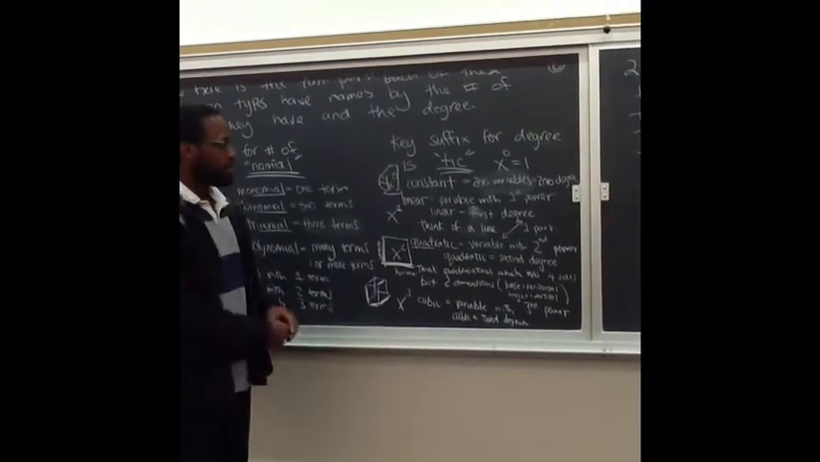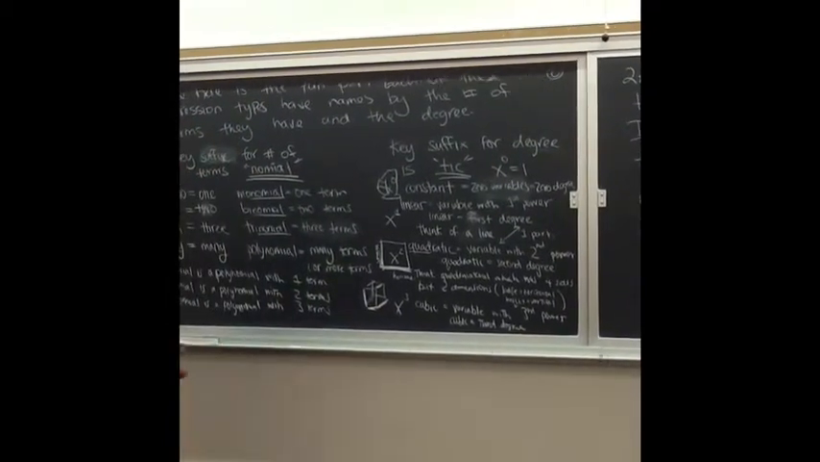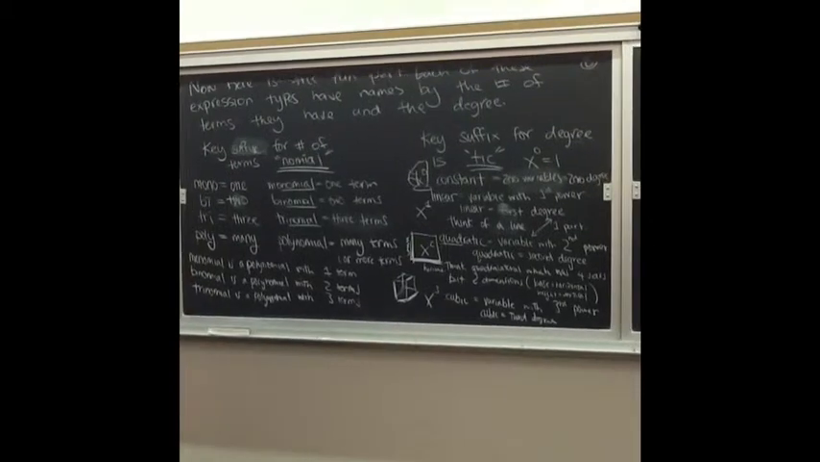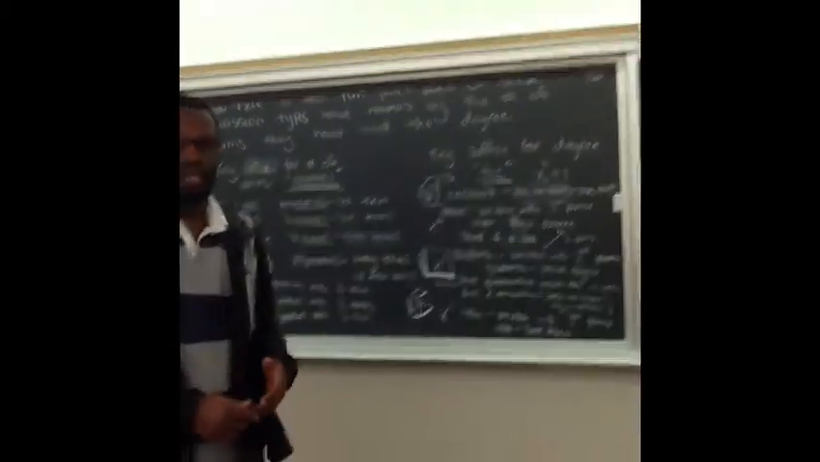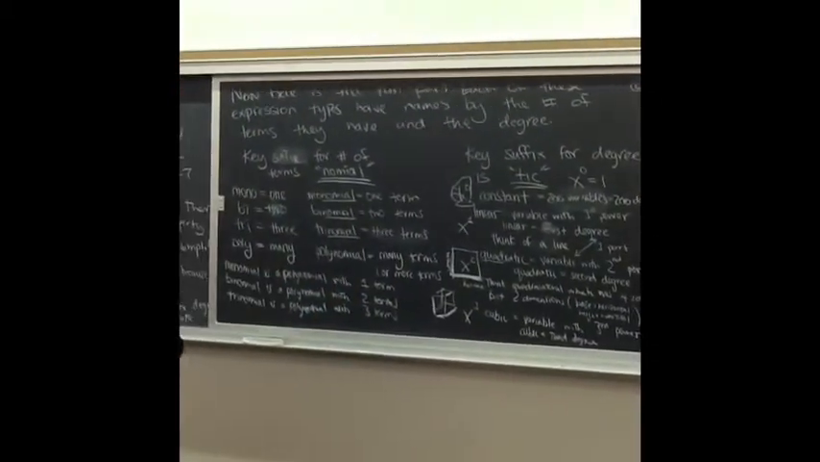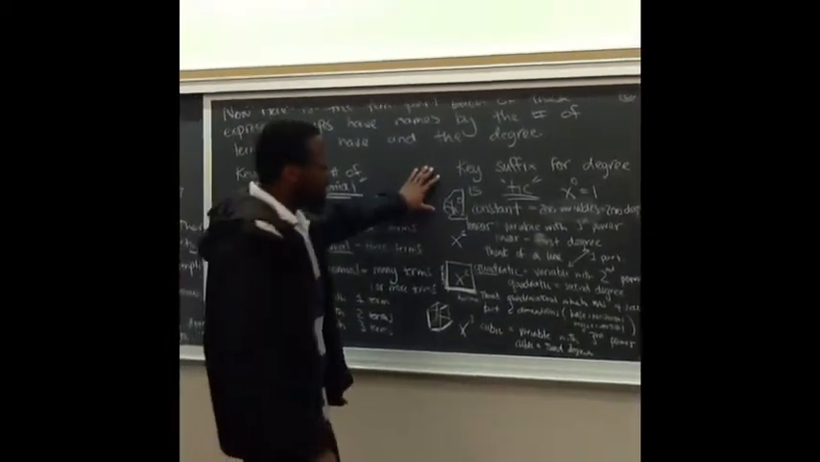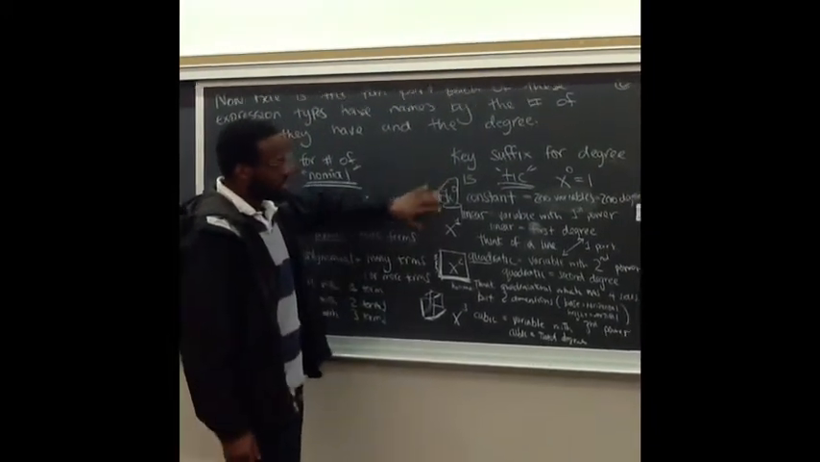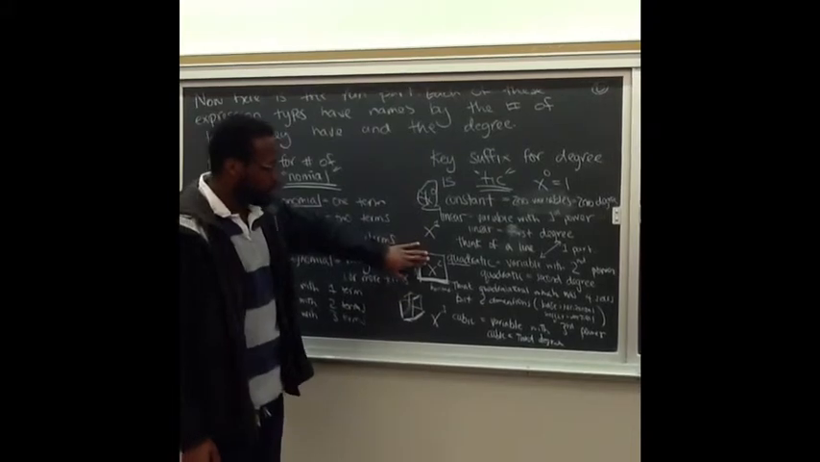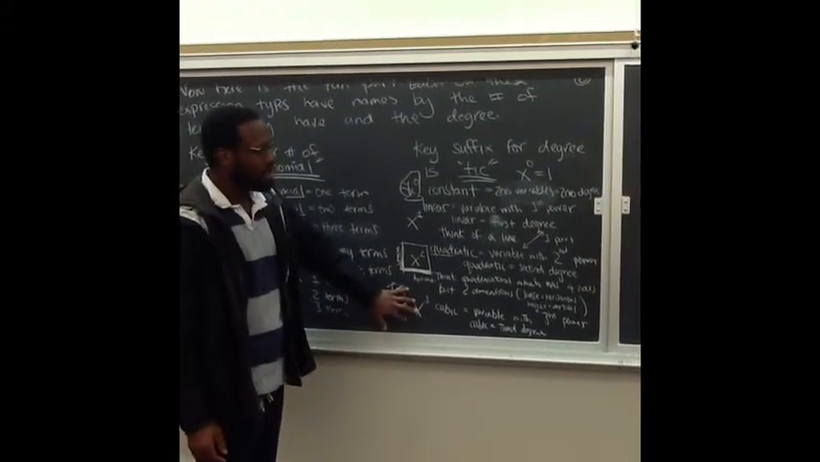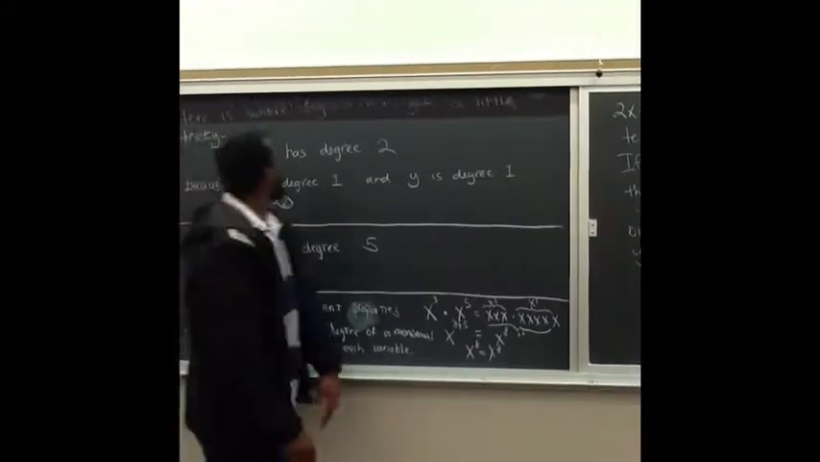nature. Now, we can go on and name a 4th degree by saying that it's quartic, and a 5th degree by saying that it's quintic. But really what we're going to focus on this year is our constants, our linear terms, our quadratic terms, and we'll talk a little bit about cubics.